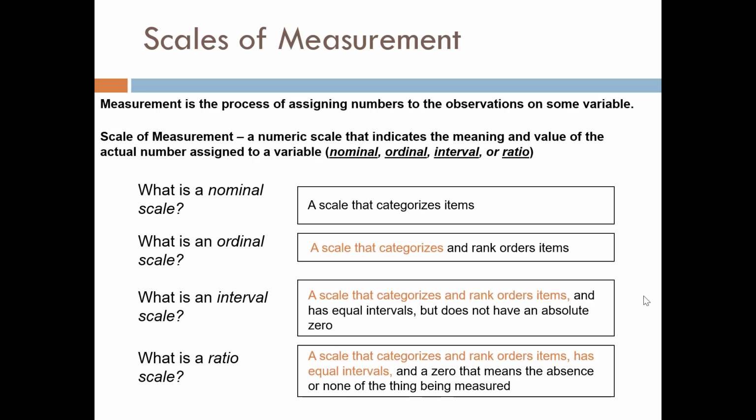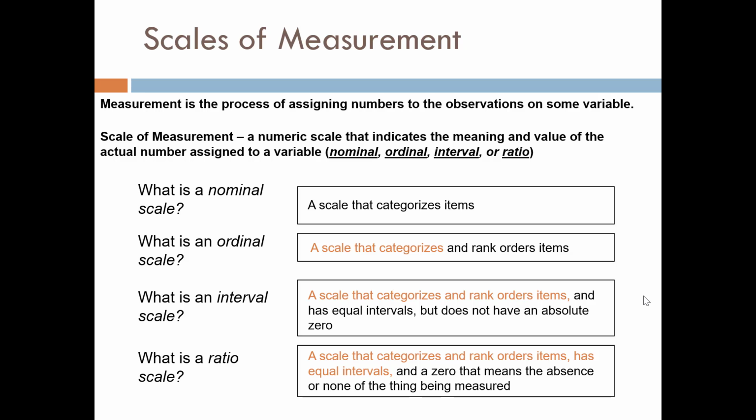When we look at scales of measurement, we are referring to a specific numeric scale that indicates the meaning and value of the actual assigned variable. There are four different types of scales of measurement. They are nominal, ordinal, interval, and ratio. The nominal scale is considered the most basic of the four scales of measurement. The nominal scale simply categorizes or provides a name for items.